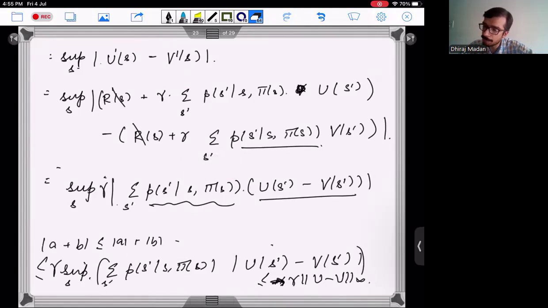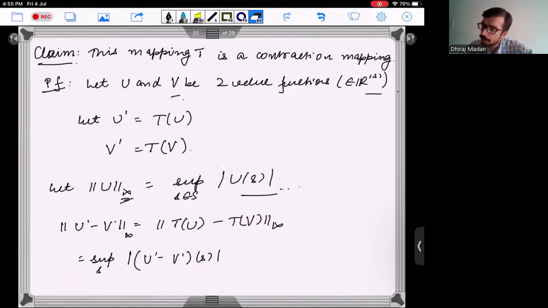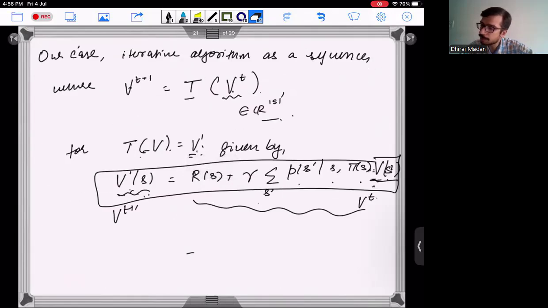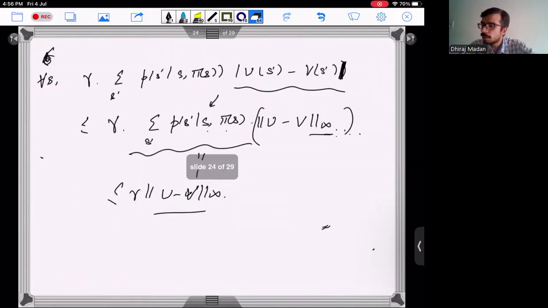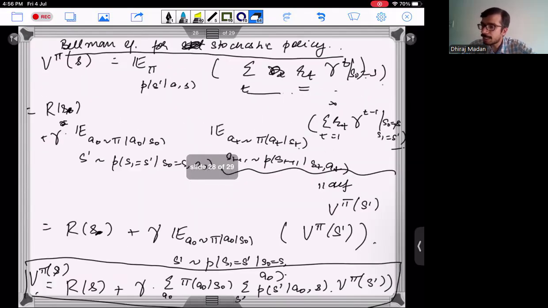Right? So essentially, the mapping which we were given, which is given by V prime of s is R of s plus gamma times the sum over s prime of P of s prime given s times V of s prime. So this particular mapping from the initial value function V to the new value function V prime, we had to show that this is a contraction mapping. And then using the fixed point iteration theorem, we were able to show that this indeed converges to the solution of Bellman's equations. So that's what we had done last time.